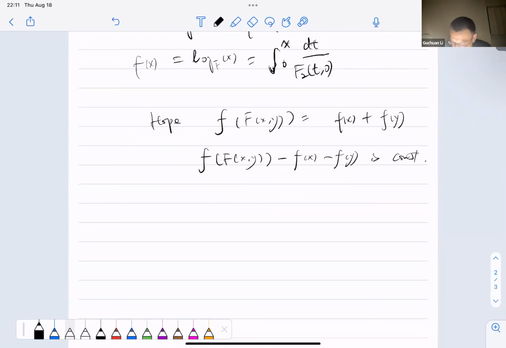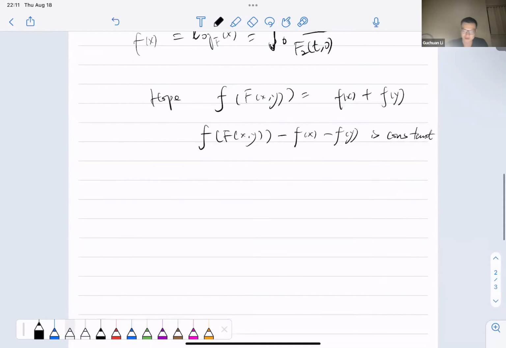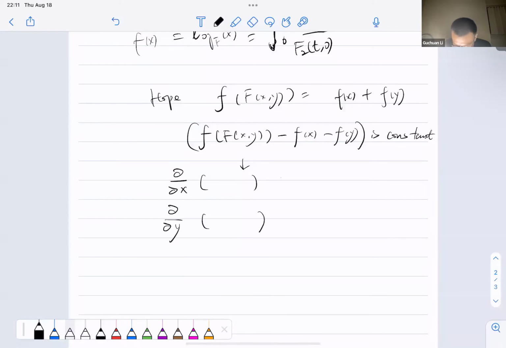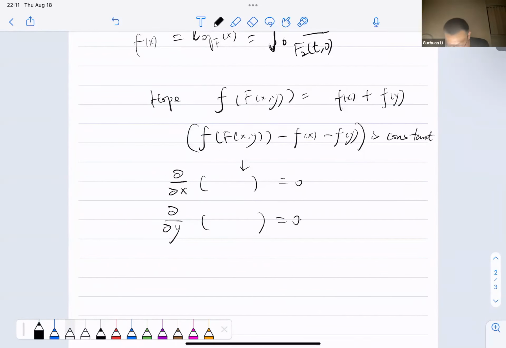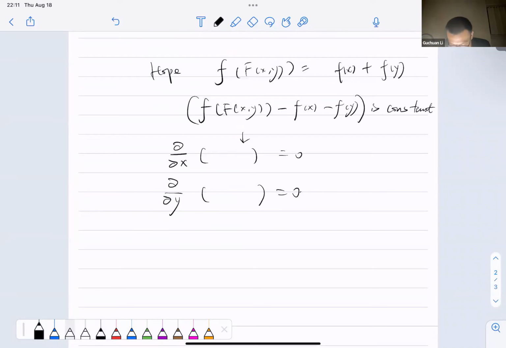Just like when we show a function is constant, we can take the derivative. In particular, you just need to compute the derivative of this whole thing, and this is supposed to be 0. That's exactly why I constructed it using the integral. It's just like the fundamental theorem. So let me leave this as an exercise.